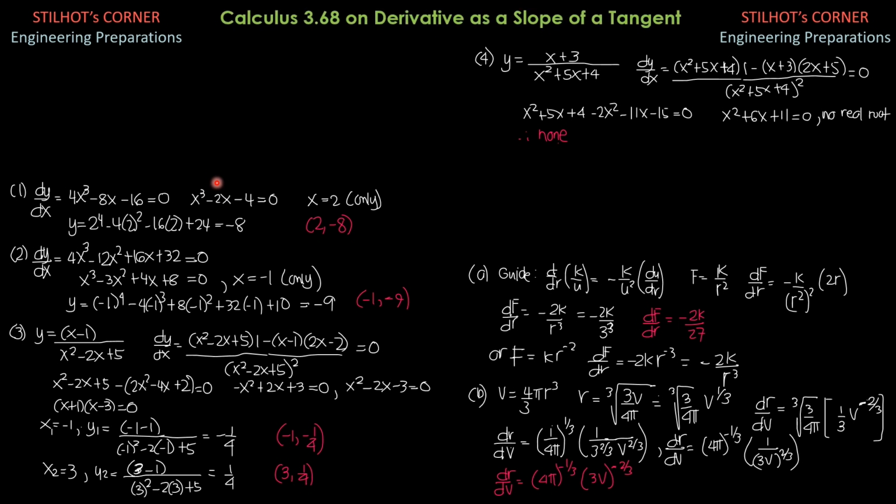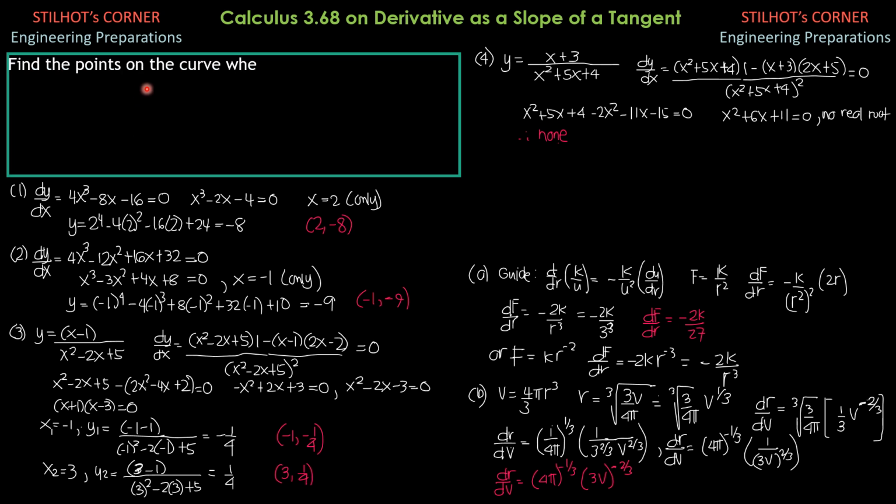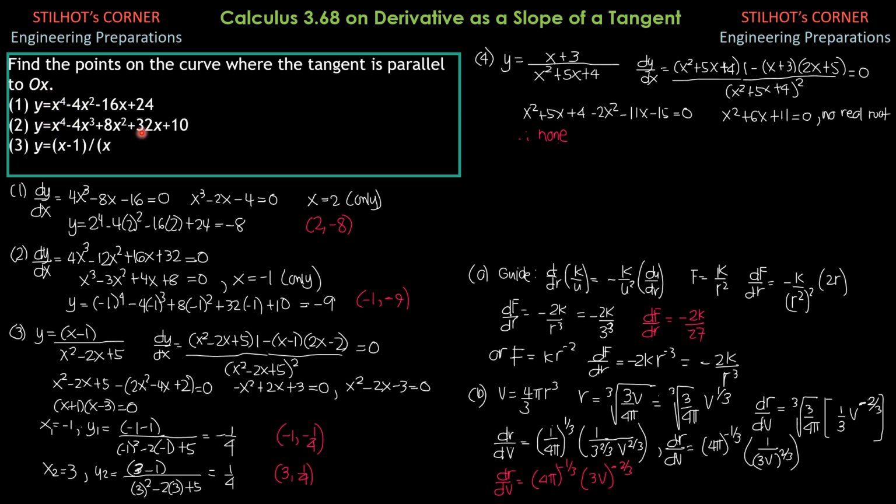So here we go. By the way, this is calculator aided, and these problems are taken from the book by Love and Rainville. Find the points on the curve where the tangent is parallel to OX or the x-axis. So if the tangent is parallel to the x-axis, then the derivative of y with respect to x, or dy dx or y prime, is 0 because the tangent is horizontal.